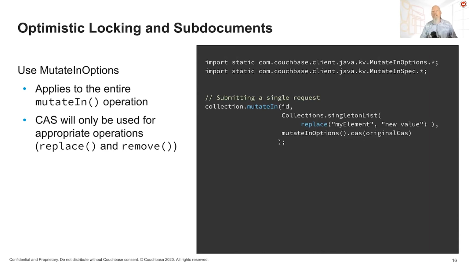So it's an important distinction. Even though we're performing subdocument operations, the mutate in options actually applies to the entire document and the set of operations with respect to that document. So it's important to keep that in mind when you use this particular approach. The point I want to make is that this works just as well for subdocument operations as it does for key value operations.